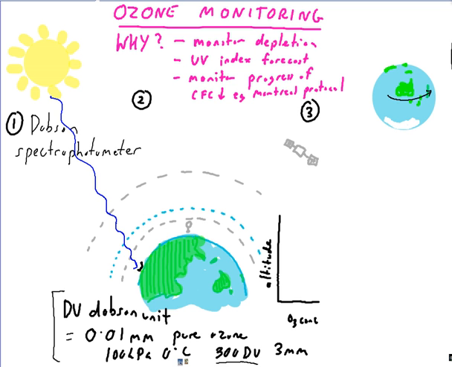It then looks at another UV spectrum, one that ozone does block very well. And so when that radiation reaches the ozone layer from the sun, not much gets through. And how much gets through depends on how much ozone there is in the atmosphere above the spectrophotometer. So if there's a lot of ozone in the atmosphere, the concentrations of these two wavelengths will be very different. If there's not much ozone at all, their concentrations will be very similar.